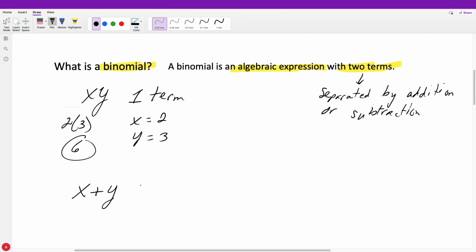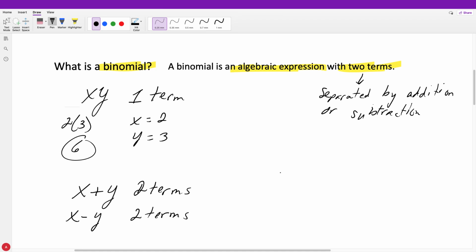So x plus y is two terms. X minus y is also two terms because here it's representing two different unique values. Yes, when we plug them in, it's going to end up giving us just one number after we go ahead and solve for it anyway, but they're representing two unique values there, where the one before, we're just multiplying those two numbers together. So they must be separated by an addition or a subtraction.